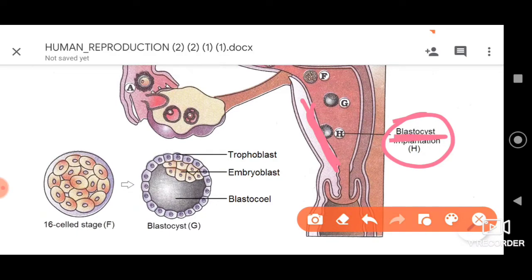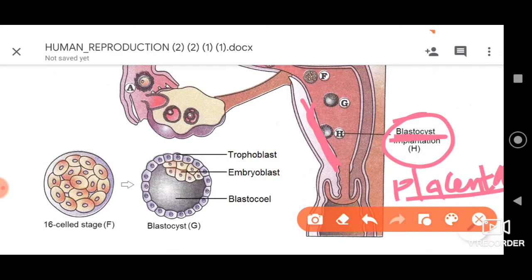And to attach itself to the endometrial lining, it needs a special tissue. We call that the placenta. So the placenta will help in the attachment of the embryo, in fact the blastocyst, to the endometrial lining. So this is the definition of implantation, my dear friends.